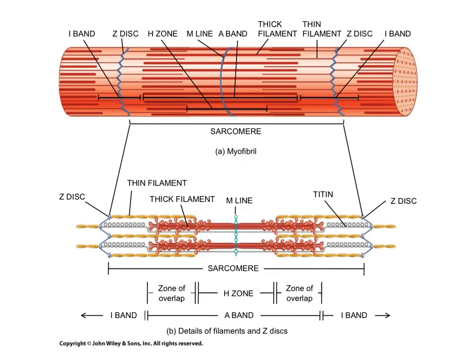Here we can take a closer look at the myofibril itself. So I'm going to point out some things so that you can understand some terminology before we talk about muscle contraction. In this area right here, we refer to this area as a Z-disc. So you'll see a Z-disc here, you'll see a Z-disc here, and the entire area from Z-disc to Z-disc is referred to as a sarcomere. And the sarcomere is called the basic functional unit of a myofibril.